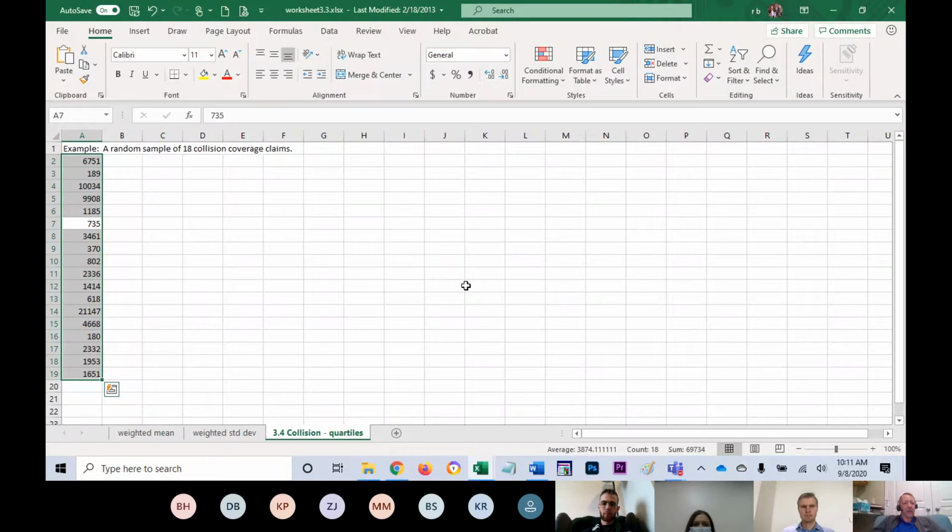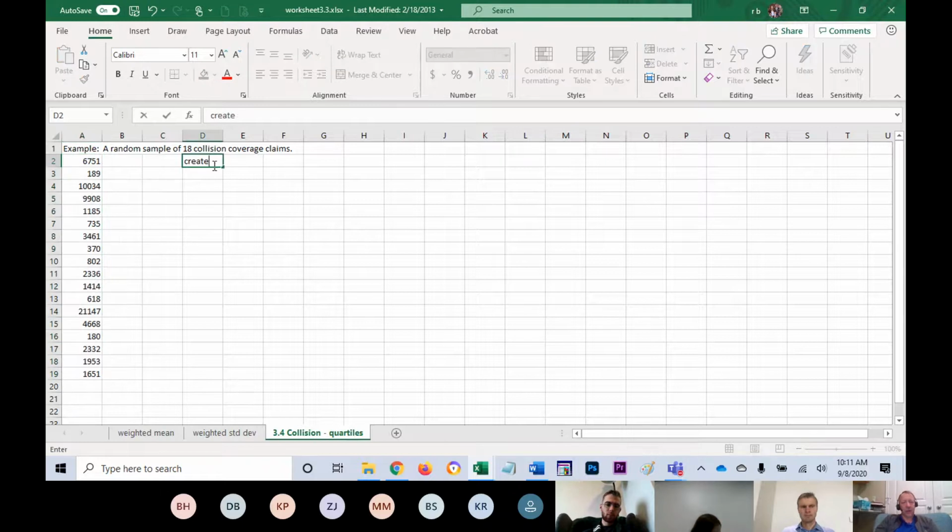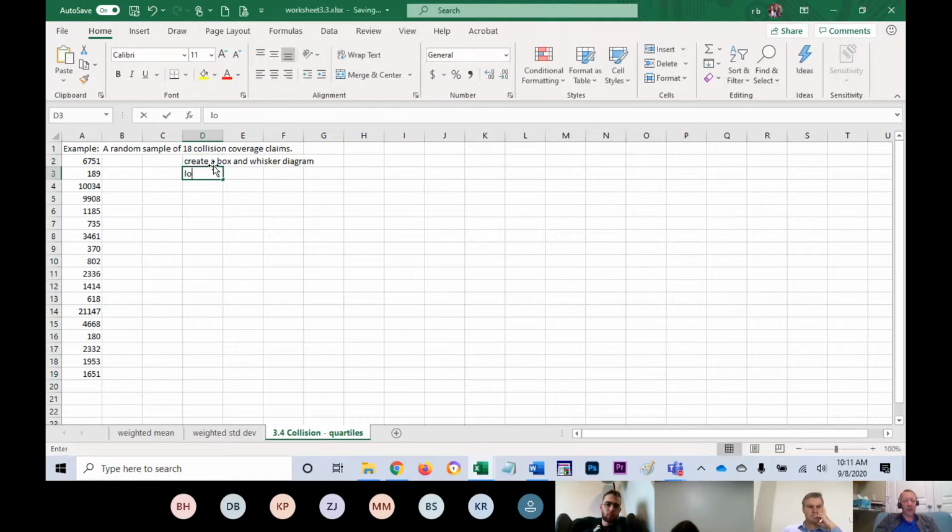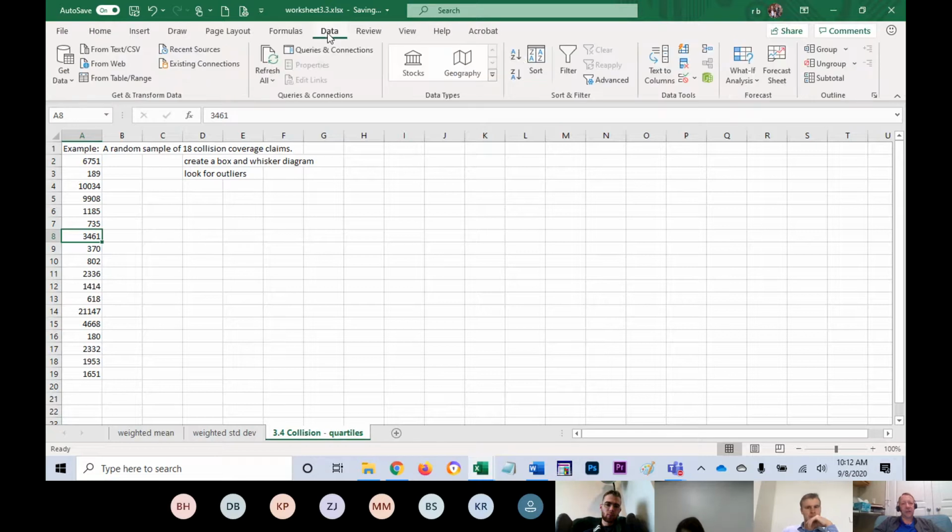All right. So I've got a random sample of 18 collision coverage claims, and I want to create a box and whisker diagram. And we're going to look for outliers. Now, I might be a little bit different than the book on this, so I want you to make sure that you're following my procedure here. So the first thing we need to do is sort the data, which is really easy in Excel, but it's a lot harder on pencil and paper.